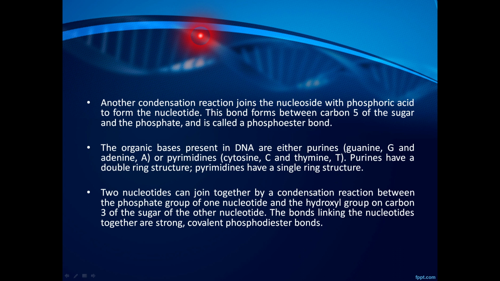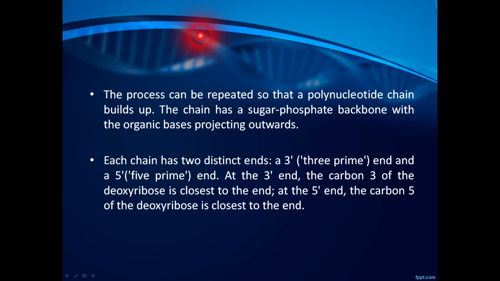2 nucleotides can join together by a condensation reaction between the phosphate group of one nucleotide and the hydroxyl group on carbon 3 of the sugar of the other nucleotide. The bonds linking the nucleotides together are strong, covalent phosphodiester bonds. The process can be repeated so that the polynucleotide chain builds up.